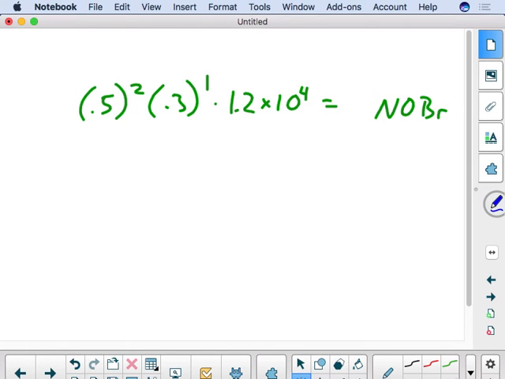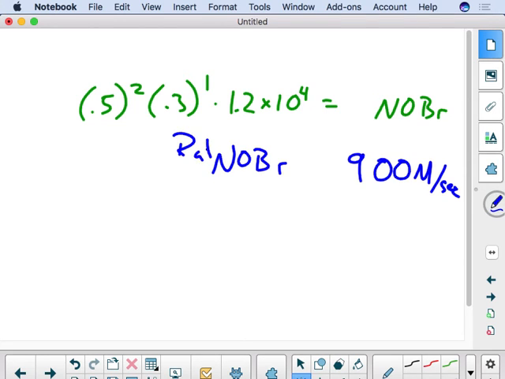900 moles per liter second. 900 molar per second, which is reasonable considering some of the other values they gave us there. If the NOBr is forming at 900 molar per second, okay, what is the rate for something else going to be? Look at the reaction at the top. I know it's going to have the same rate. Same rate except one minor detail, maybe?